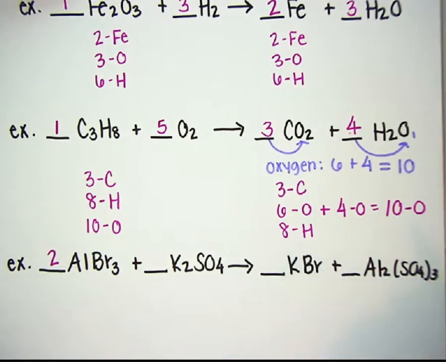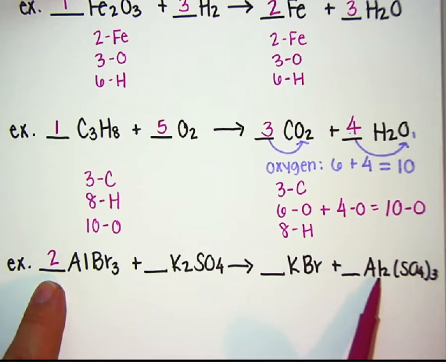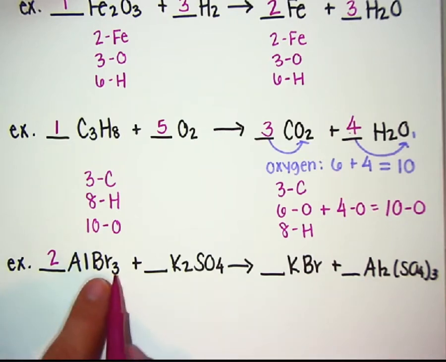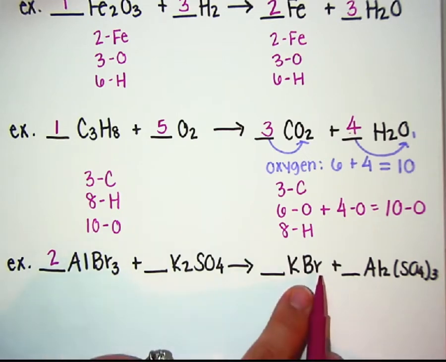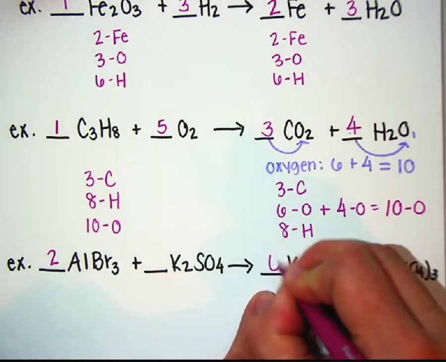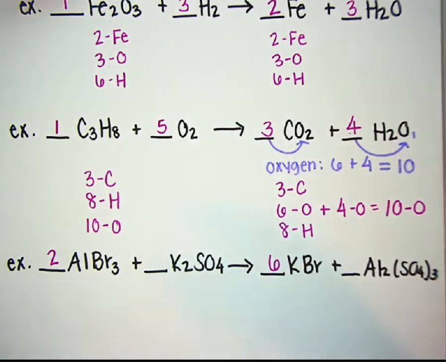One thing that I like to do when I'm balancing is let the problem lead me, so I know what I'm going to balance next. As soon as I balanced aluminums, that changes the number of bromines. So now I'm going to try to balance the number of bromines. 2 times 3 gives me 6. Over here I only have 1, so I'm going to add a coefficient of 6. Again, let it lead you.